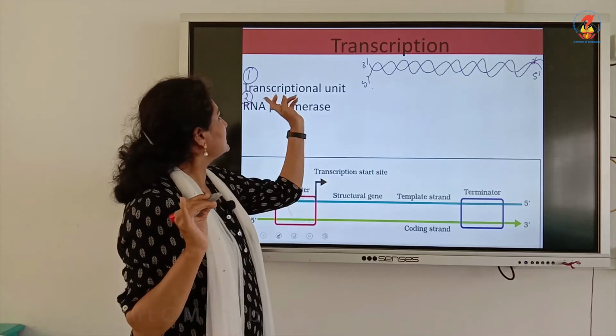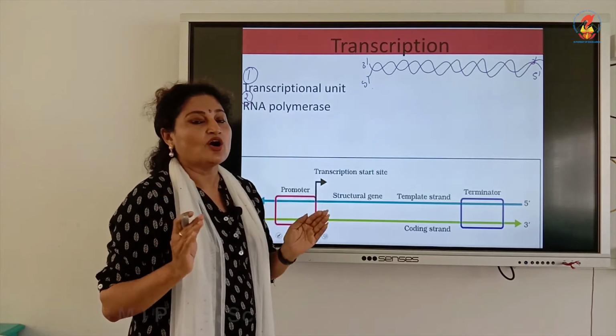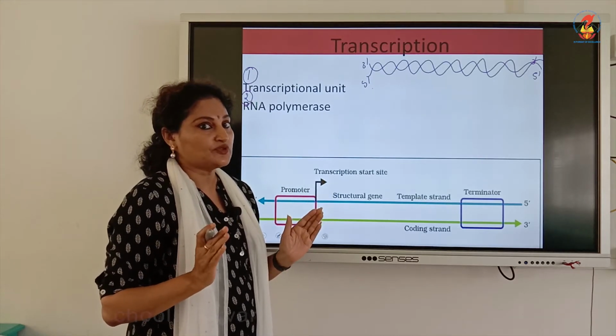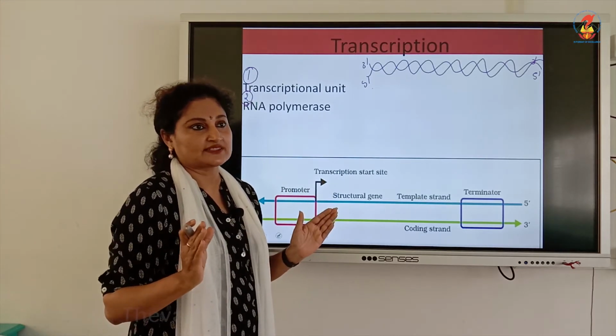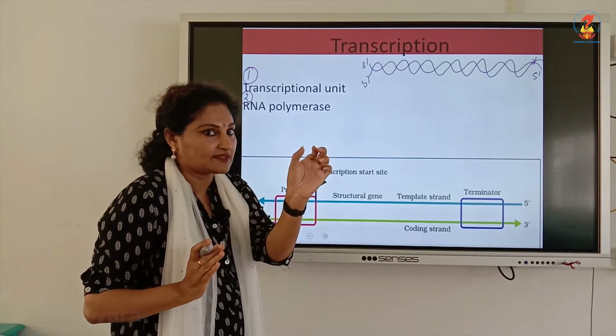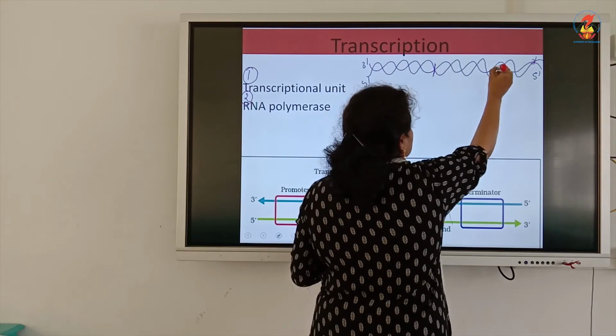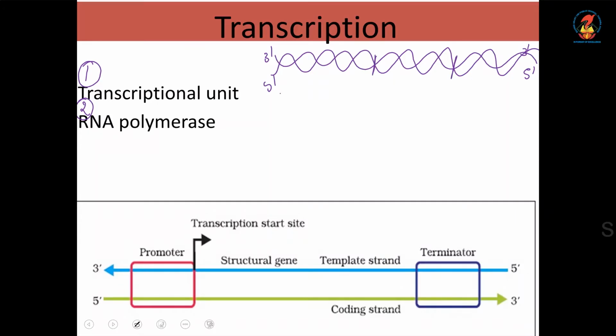This is the transcriptional unit. Now, I am going to define all the parts of this transcriptional unit. I told you the entire DNA is not going to be transcribed, only a small segment is going to be transcribed. For example, let us select this segment to be transcribed. So, we have to define the parts of that particular region.